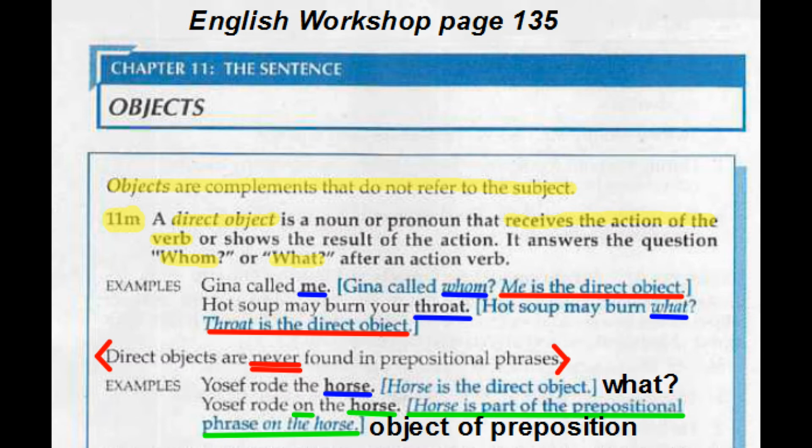Now let's look at the next example. Yosef rode on the horse. Okay, on is the preposition and horse is the object of the preposition. The whole prepositional phrase is on the horse. So you just have to be careful. The way you can figure out whether it's an object of a preposition or a direct object is just to look for that preposition. If you find a preposition, you'll know there's a prepositional phrase, and you'll be looking for an object of the preposition that way.